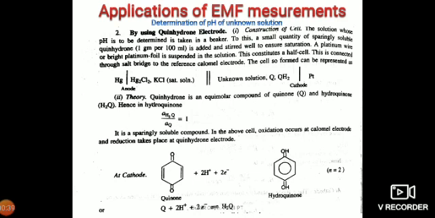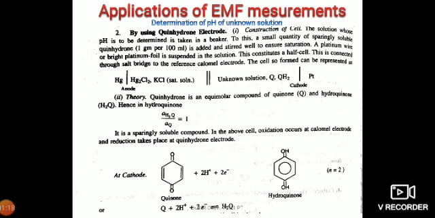Now, first application, determination of pH of an unknown solution by using quinhydrone electrode. While discussing redox electrodes, in reference electrodes, we have discussed in detail this quinhydrone electrode. Quinhydrone is a bioorganic compound which in solution gives an equimolar proportion of quinone and hydroquinone, both oxidized and reduced state. That's why this is referred to as a redox electrode. So by using this quinhydrone electrode, we can determine the pH of an unknown solution.